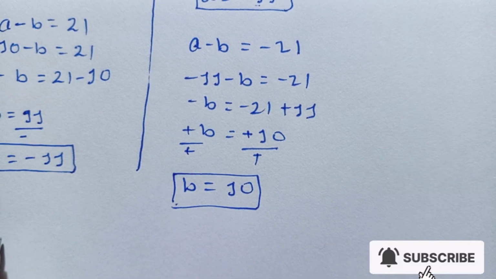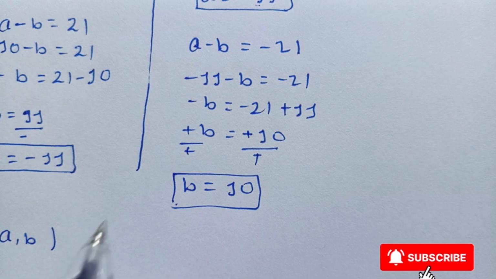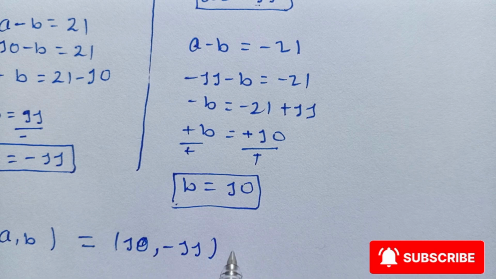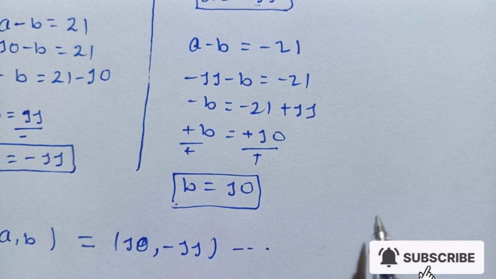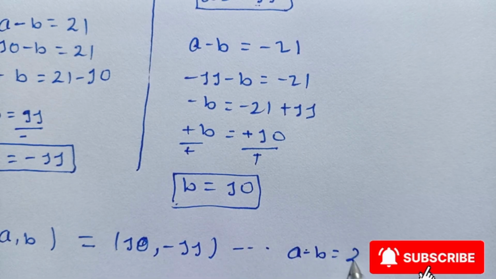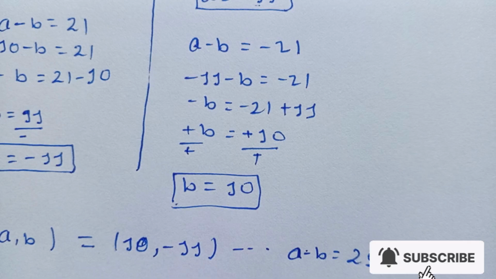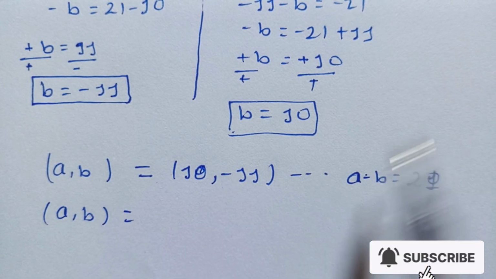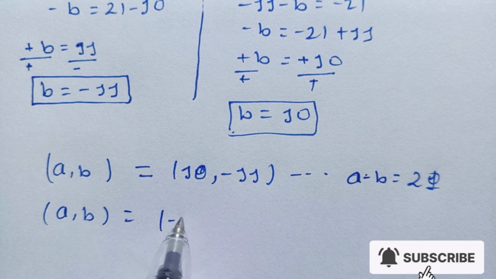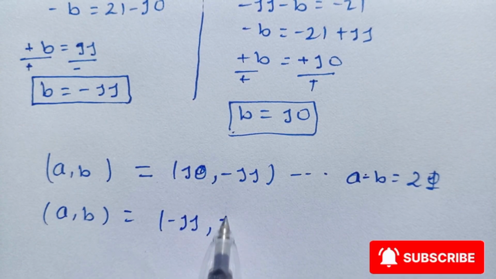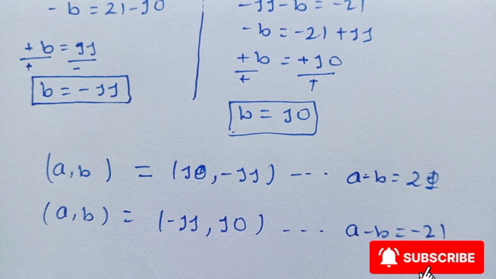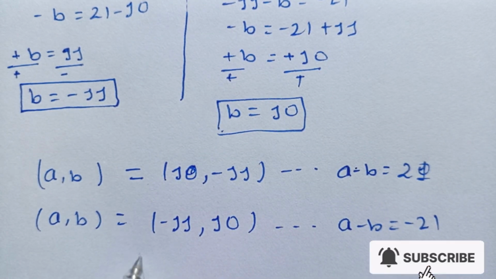So a, b equal to 10 and minus 11 from a minus b equal to 21, and a, b equal to minus 11 and positive 10 from a minus b equal to minus 21. Check it.